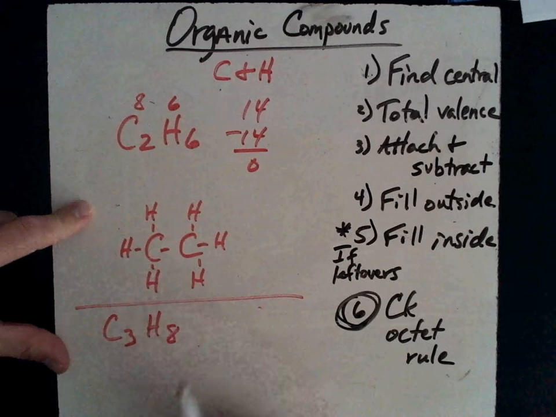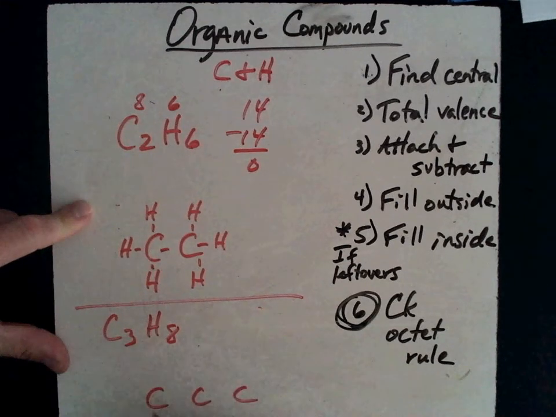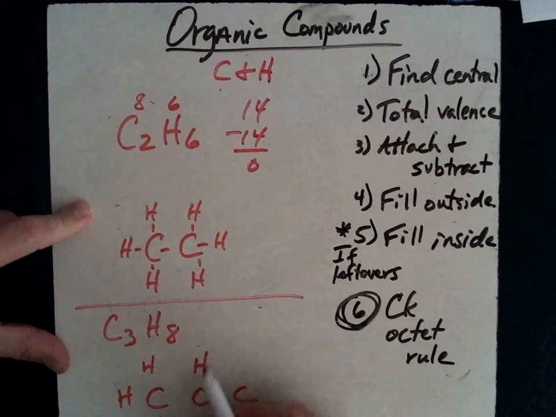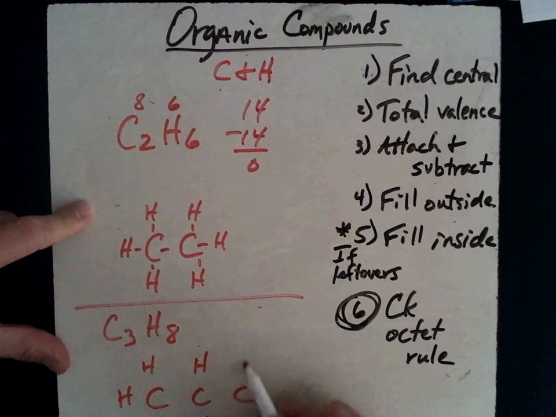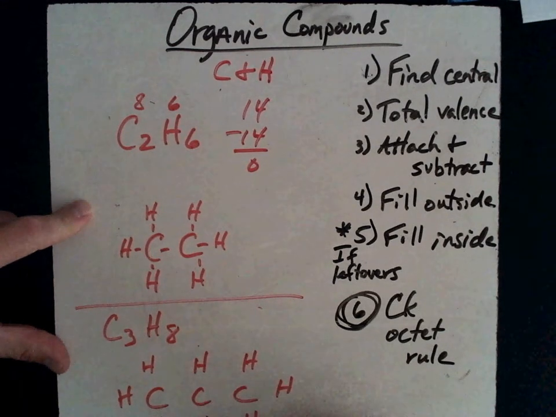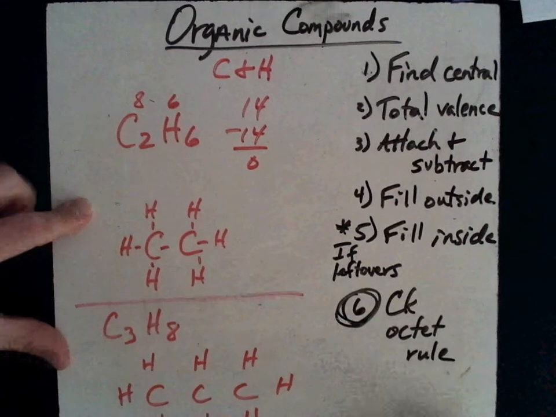C3H8. 3 carbons, 8 hydrogens. 1, 2, 3, 4, 5, 6, 7, 8. All right, so let me move that so we can all see it.